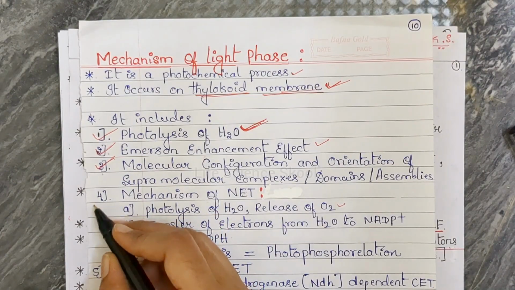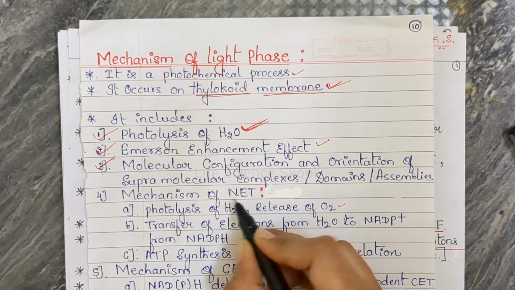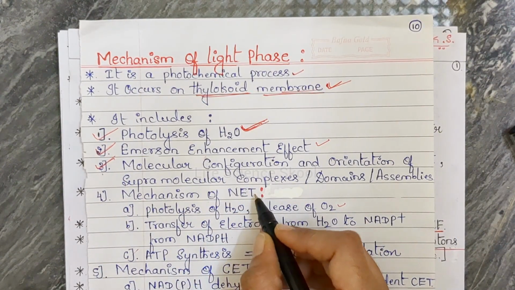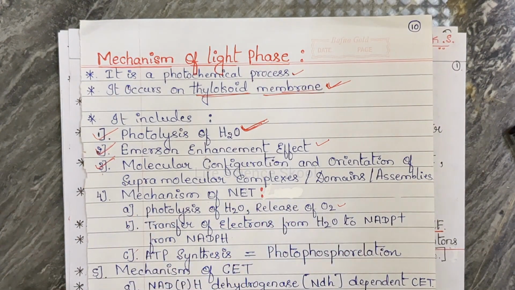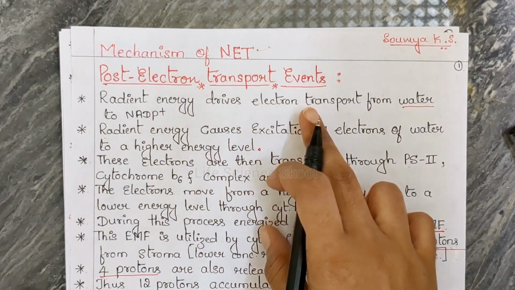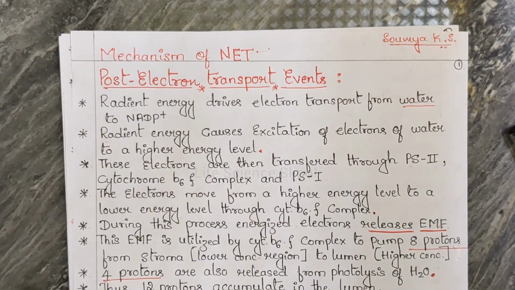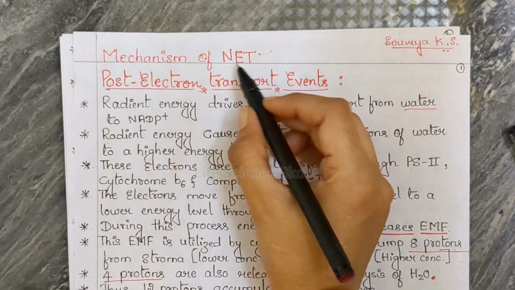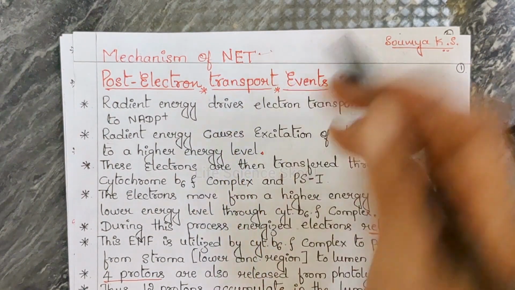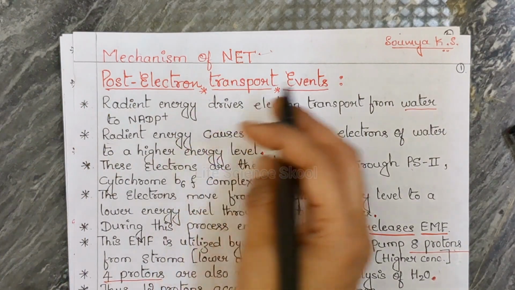Now in this video we have to move to the fourth step, the mechanism of NET, that is non-cyclic electron transport. Before that, I'd like to explain the post electron transport events. I'm going to explain the events that are going to occur after the mechanism of non-cyclic electron transport. Those events are called post electron transport events.